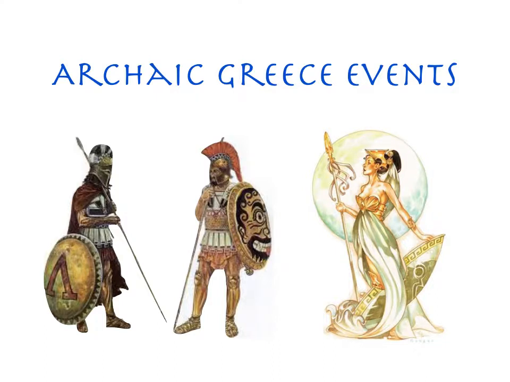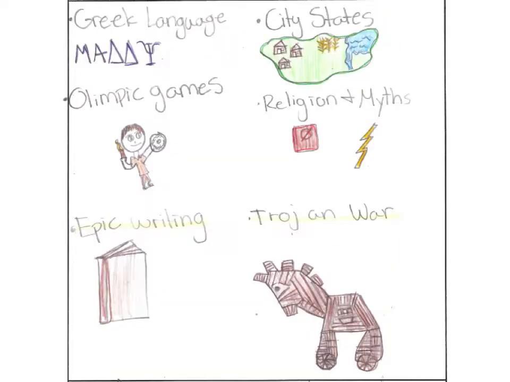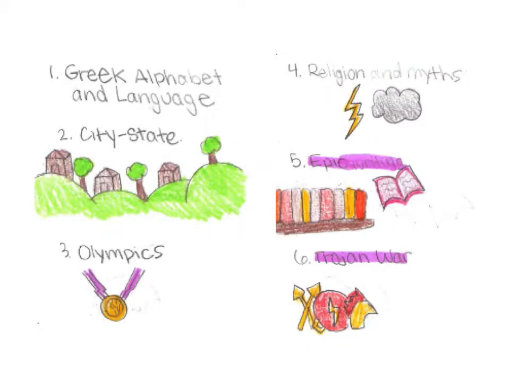Today's note-taking style is my favorite one. It's called pictures and captions. So as we learn about each of the major events, the assignment will be to draw a picture of it and then write a caption for it as well. You can see some of these examples from years past. Here are the 6 events we're going to be talking about.